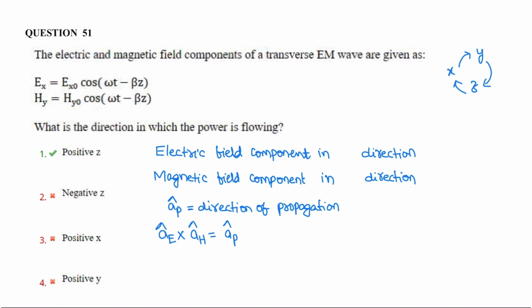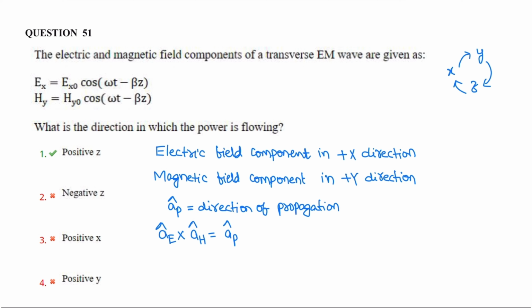Next question. The electric field and magnetic field components of a TEM wave are given as Ex is equal to Ex naught cos omega t minus beta z, Hy is equal to Hy naught cos omega t minus beta z. So from these equations, the electric field component is in the positive x direction and the magnetic field component is in the positive y direction. They ask to calculate the direction of power. So the direction of power is the direction of signal propagation.